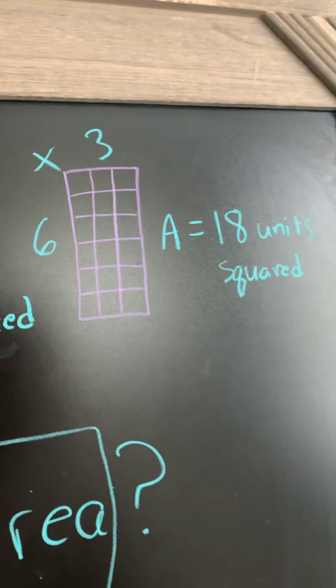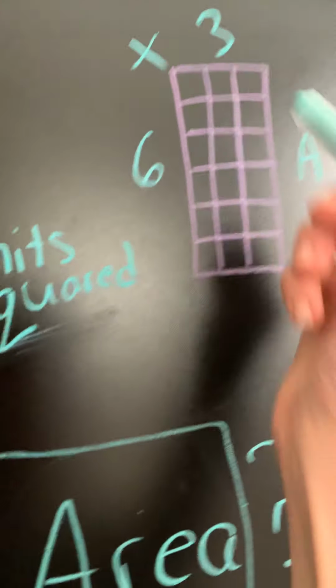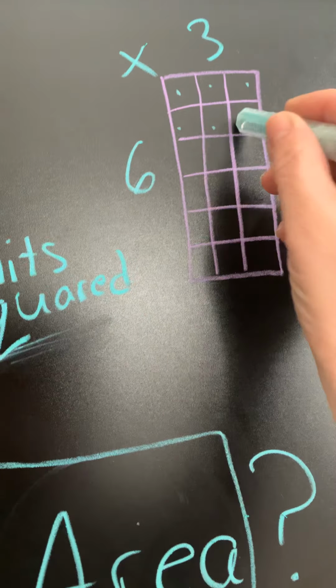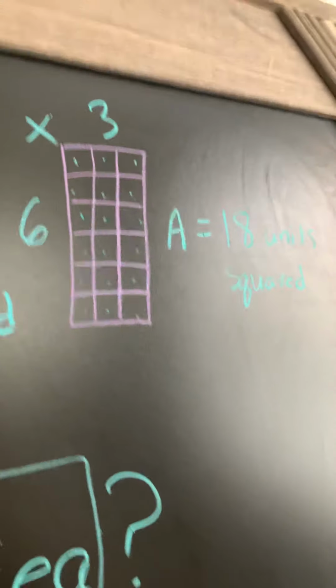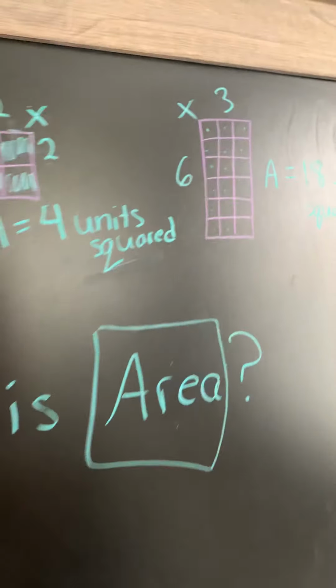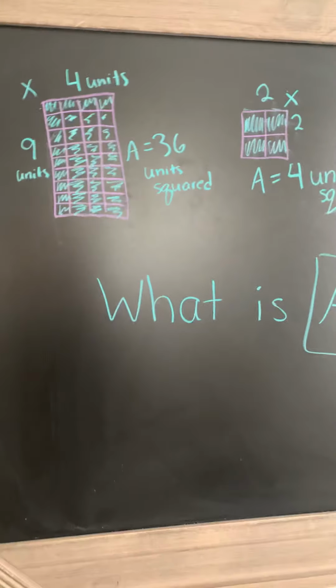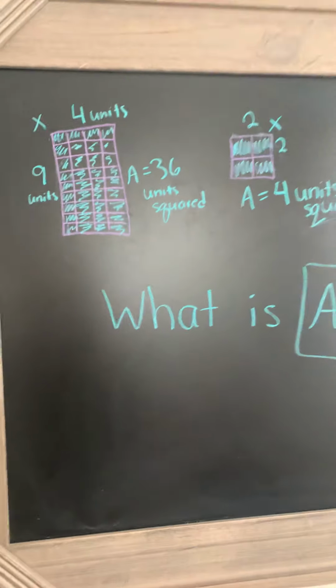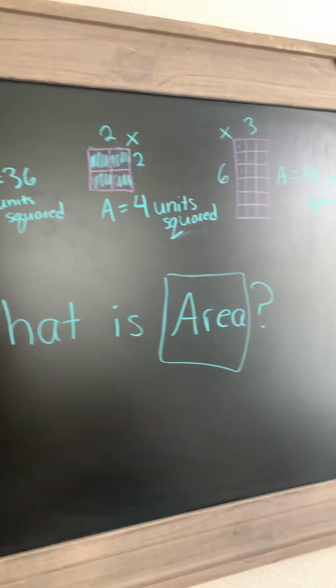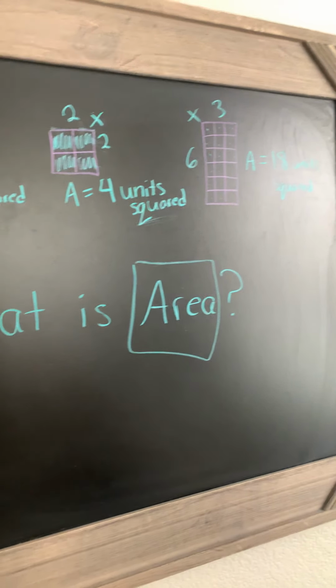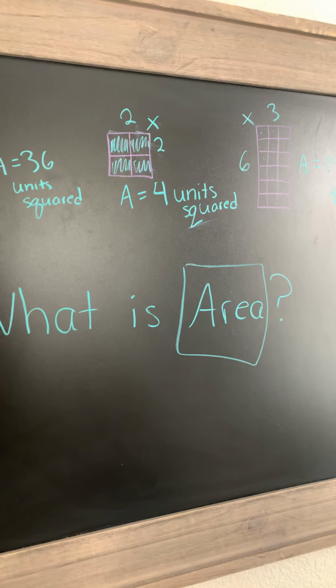Okay, and if you were to go and count the area, 1, 2, 3, up to 18, you would get 18. So when we're looking at area, area is everything inside. How many units inside a figure? Okay? So I'll come back to you with more activities tomorrow.